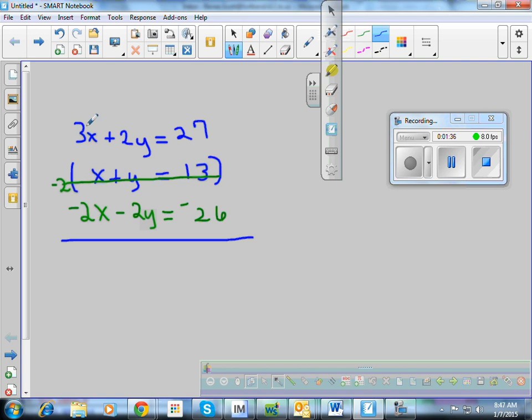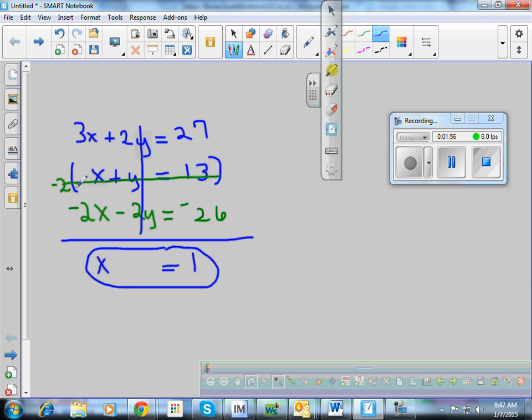And now we can add the two problems. So 3 minus 2 will give you x. You notice now the y is eliminated because you made that change. And now 27 plus a -26 gives you 1. So we see that x is equal to 1.